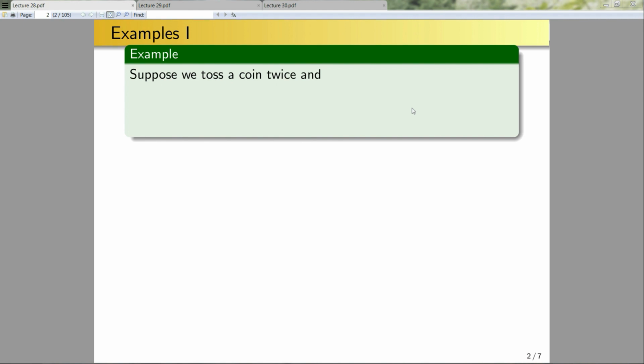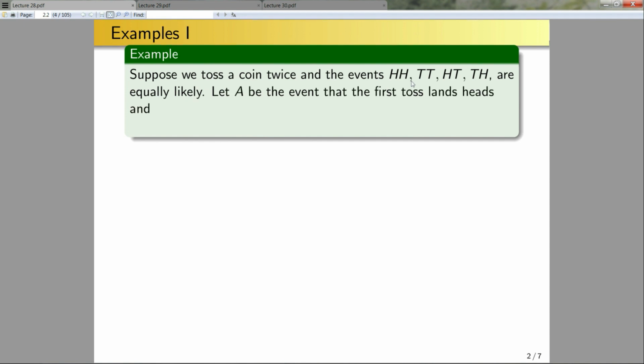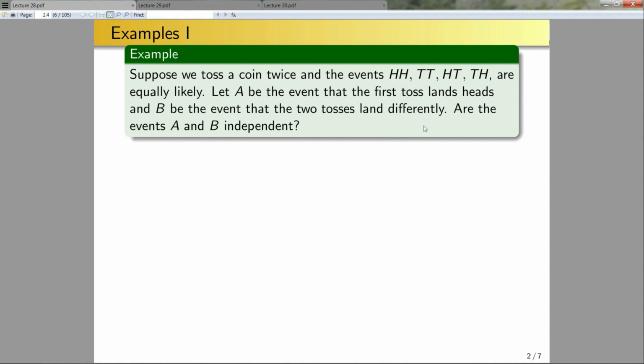Okay, so suppose I toss a coin twice, and the events that I get heads heads, heads tails, tails heads, and tails tails are all equally likely. And now we're going to let A be the event that the first toss lands heads, and let B be the event that the two tosses land differently. I could ask a natural question: are the events A and B independent?